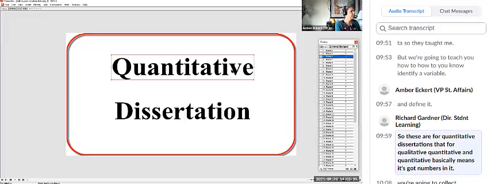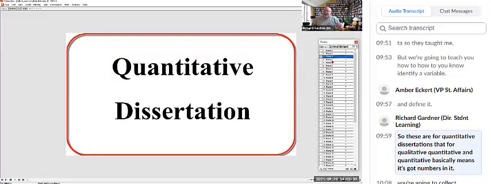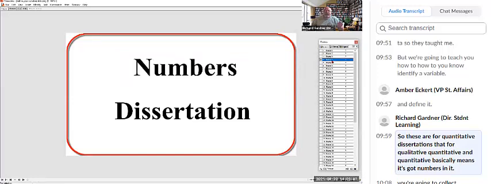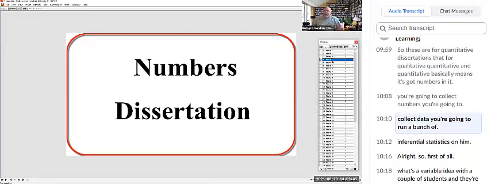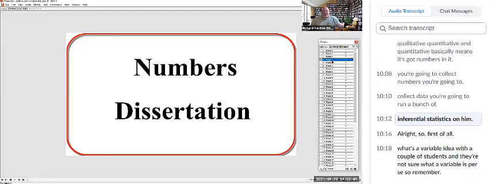These are for quantitative dissertations, not for qualitative. Quantitative basically means it's got numbers in it. You're going to collect numbers, you're going to collect data, you're going to run a bunch of inferential statistics on them.